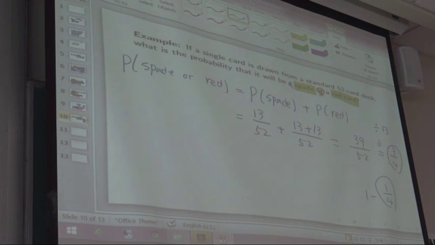Wait, what was that last part? This is for the club. The 1 over 4 is the probability of getting a club card. If we subtract that from the whole probability, 1 minus the club case, we get the other one, which is spade or red.